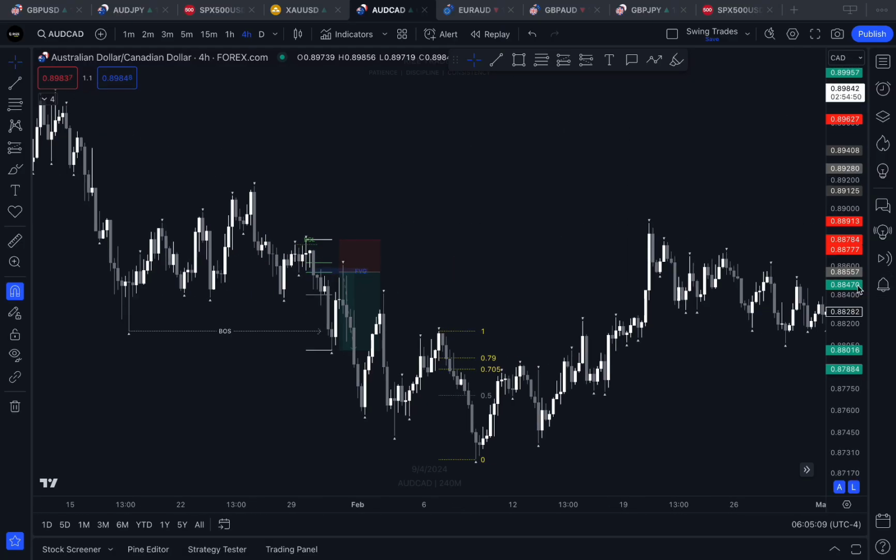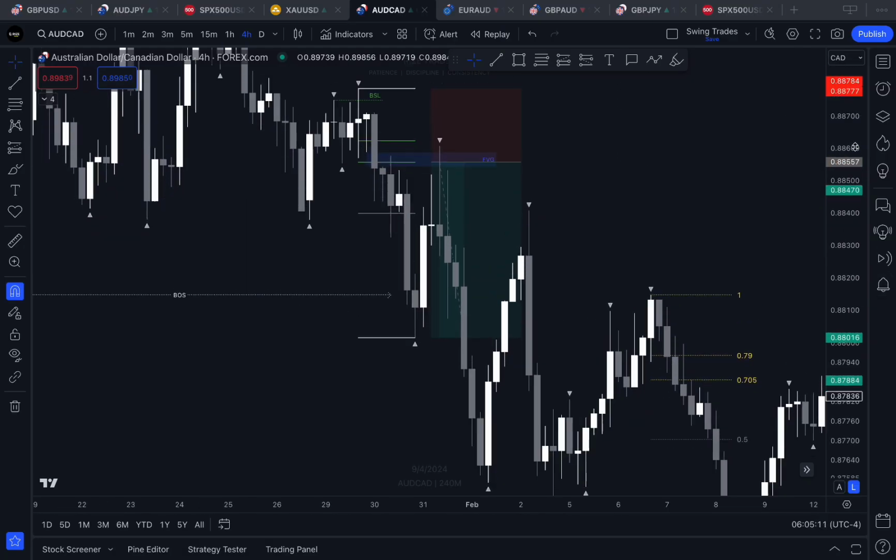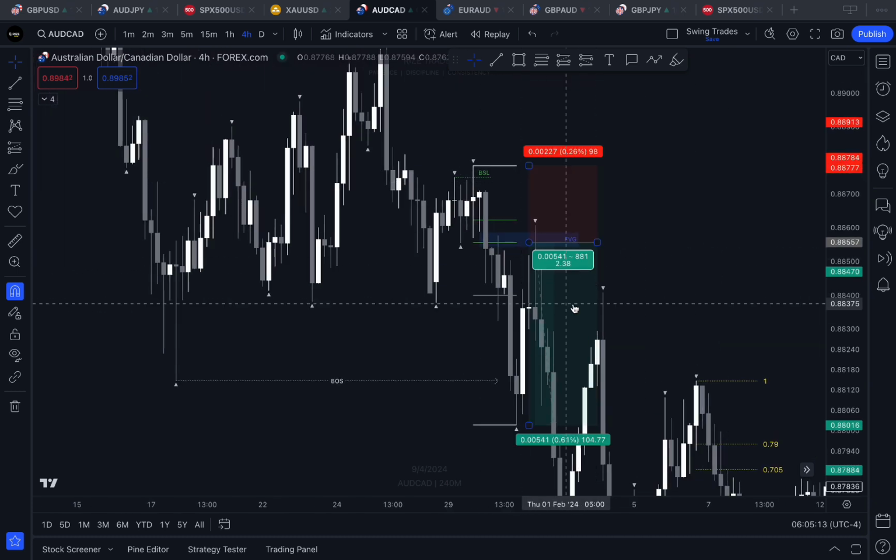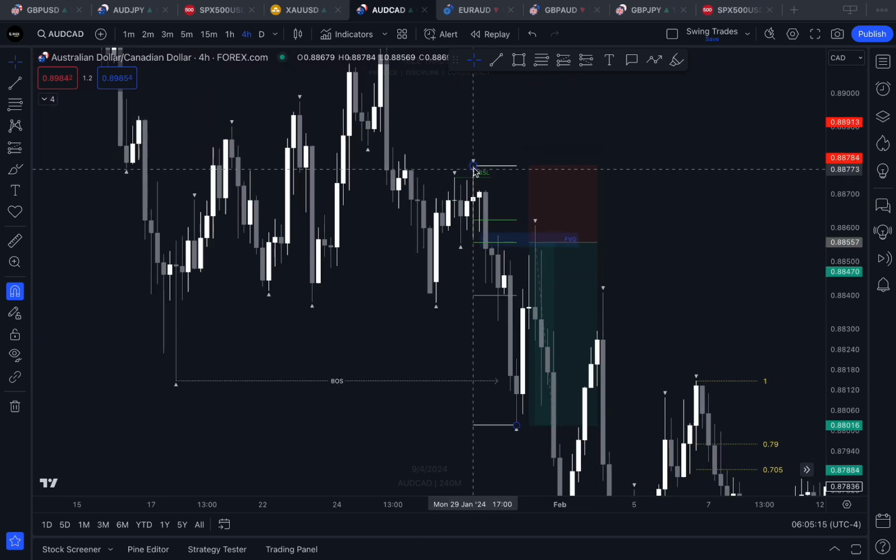Aussie CAD, another forex example. So here if we go back, we can see that we had a clear setup here, sweep of liquidity, drive breaking this previous market structure, and then traded back into our entry zone, went lower for 2.4R.